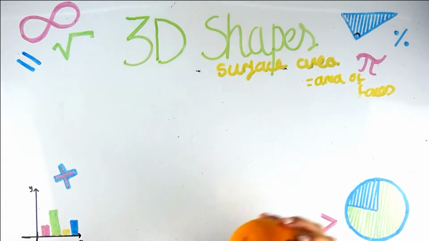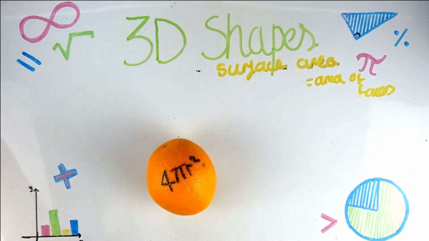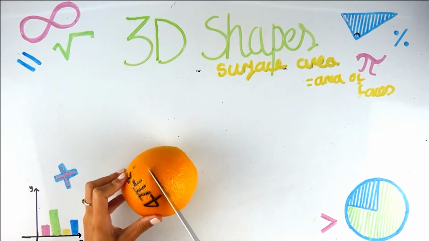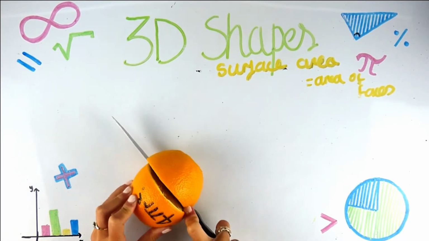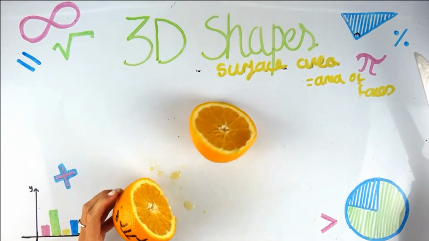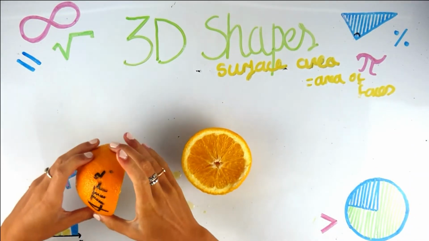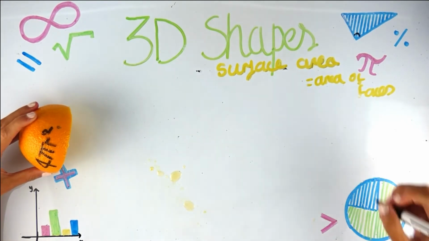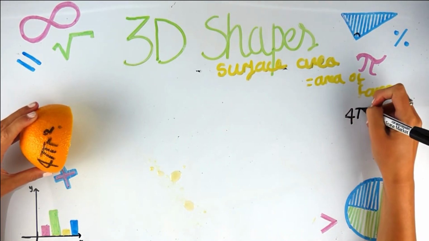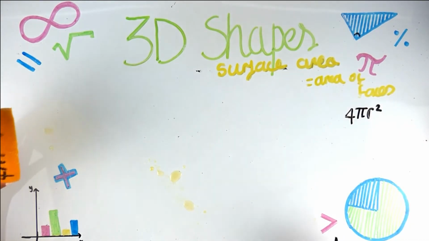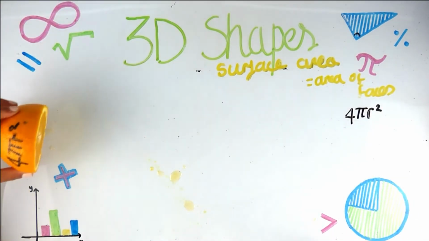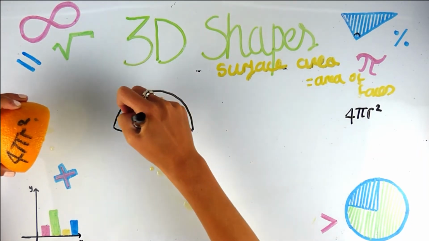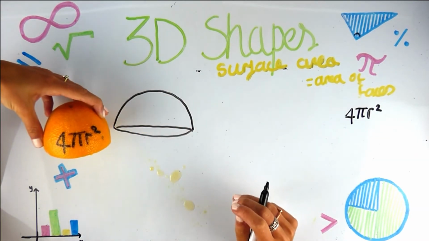I'm now going to take my sphere and I'm going to cut it in about half. Okay, we know that the formula for surface area of a sphere is 4 pi r squared, which I'm going to write here to remember it. And now I'm going to try and draw a hemisphere. There we go.